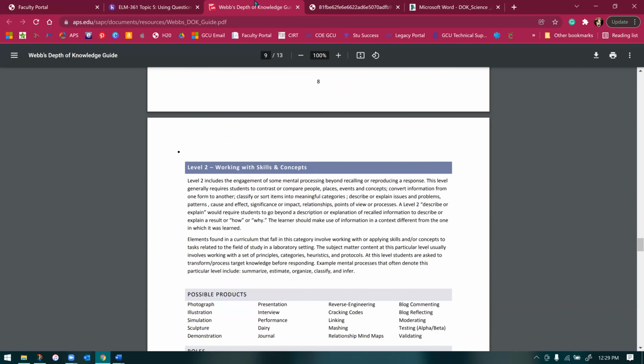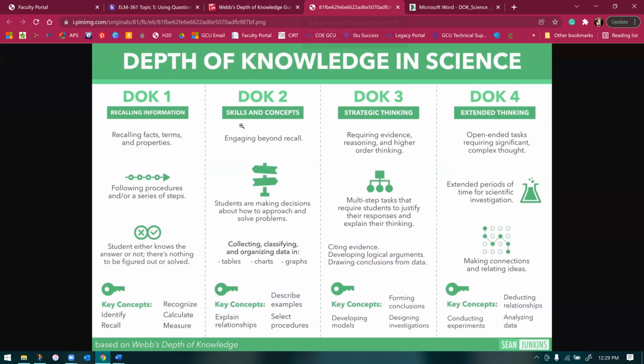So I wanted to show you a few other resources that I have that I like. Next is this, and I always post this in our discussion forums as one of the resources I share when we talk about questioning. So if you're not sure, you can either go back to the forums and look for my posts on DOK and resources. So it shows recalling information, DOK1, and then it gives some key concepts. They'll identify, they'll recall, they either know the answer or not. There's nothing to be figured out or solved in the DOK1.